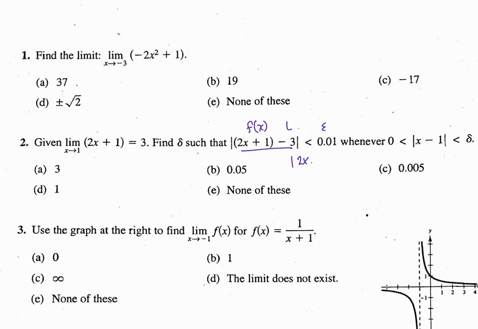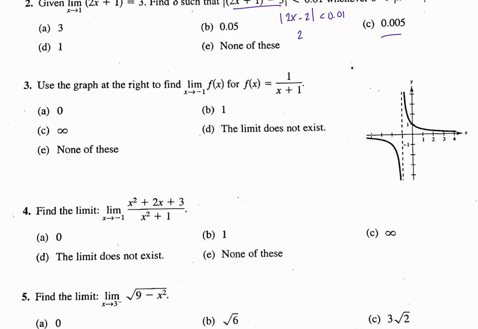2x minus 2, right? We're going to factor out that 2 and then divide. This ended up being the 0.005, right? So it won't always be 0.005, but in this case, we've seen that a lot because of the samples that we get. This next one says use the graph on the right, which is over here, to find the limit as x approaches negative 1.